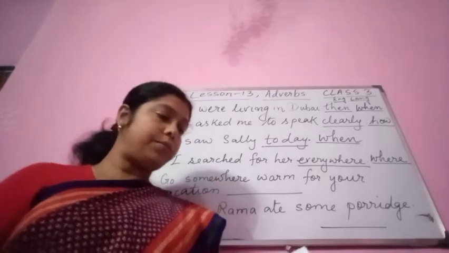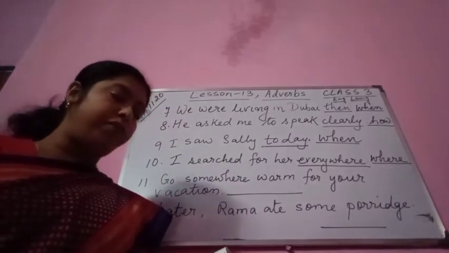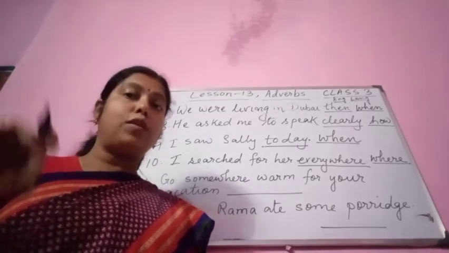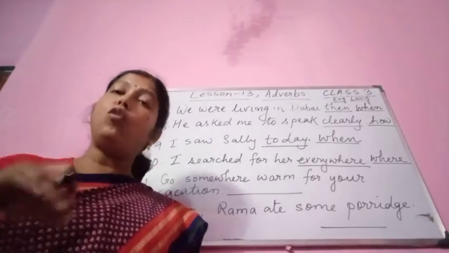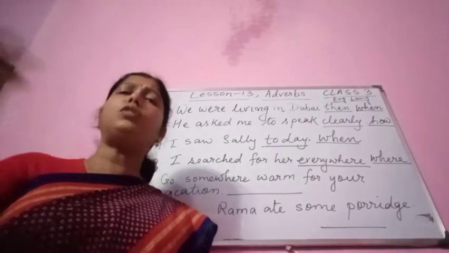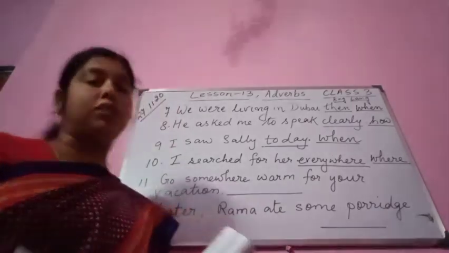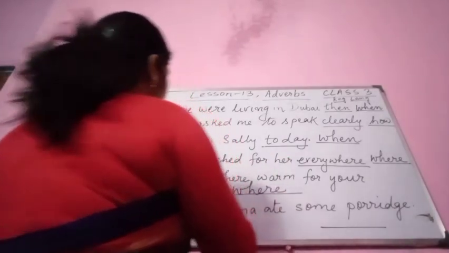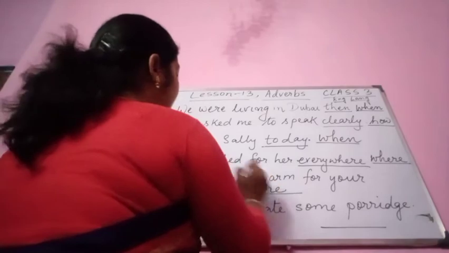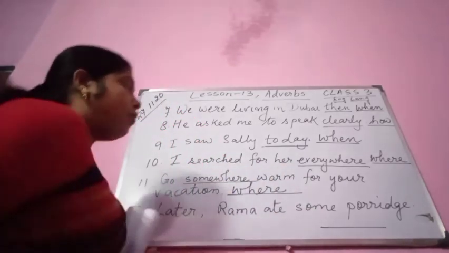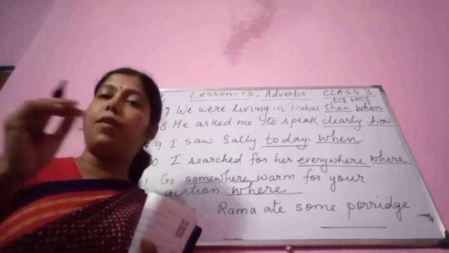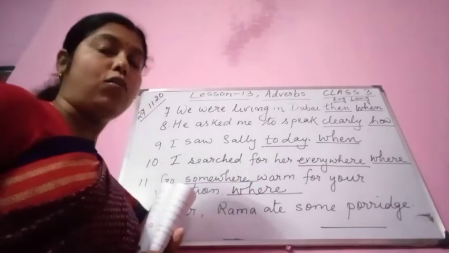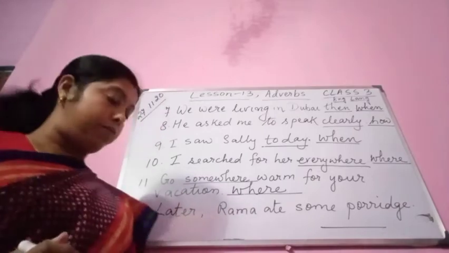Everywhere. Alright. Go somewhere warm for your vacation. So, it is telling us where to go. Go somewhere. So, where should you go? Go somewhere warm for your vacation. And which one is the adverb here? Somewhere. Where should you go? Somewhere. Somewhere is the adverb here, and it is telling us about where the action is being performed.